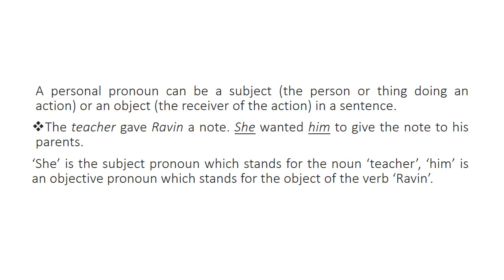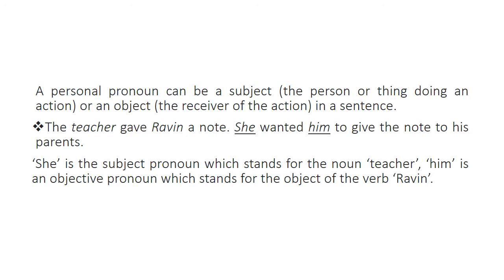Let's take the example. The teacher gave Ravin a note. She wanted him to give the note to his parents. Here, teacher is the noun for whom we have used the pronoun she. Here, she is the subject pronoun. Then, Ravin is the noun for whom we have used the pronoun him, and that is for objective pronoun because he is the receiver of the action, receiver of the verb want.